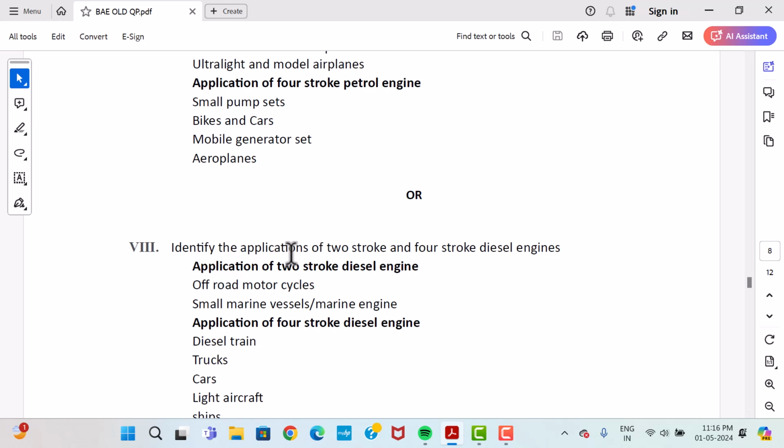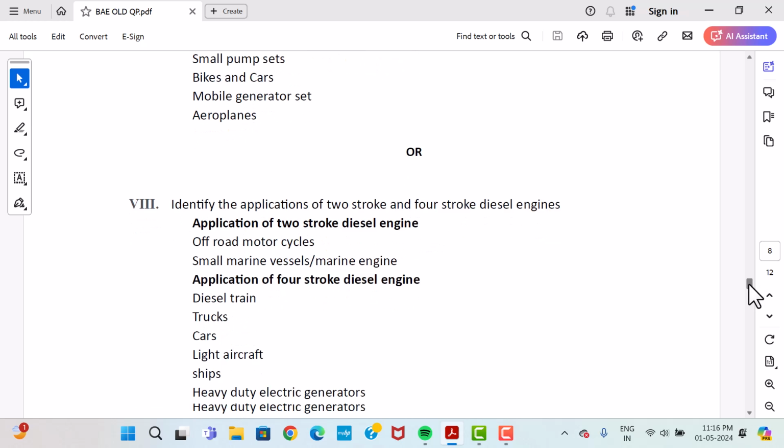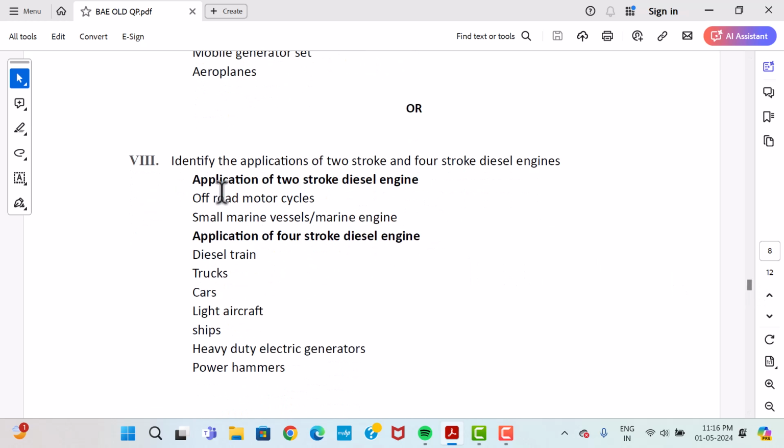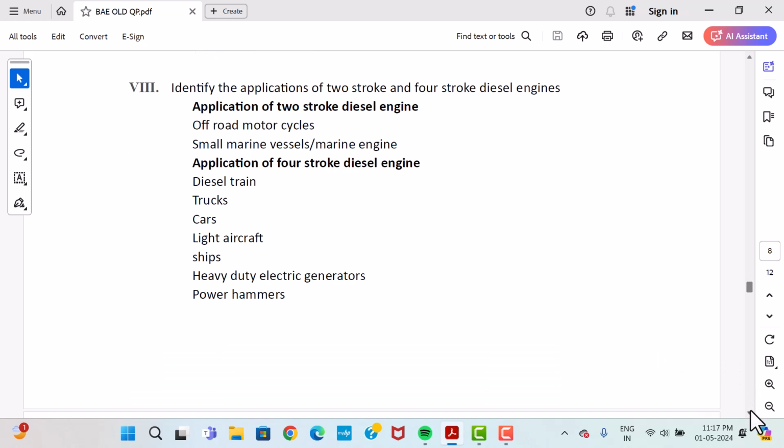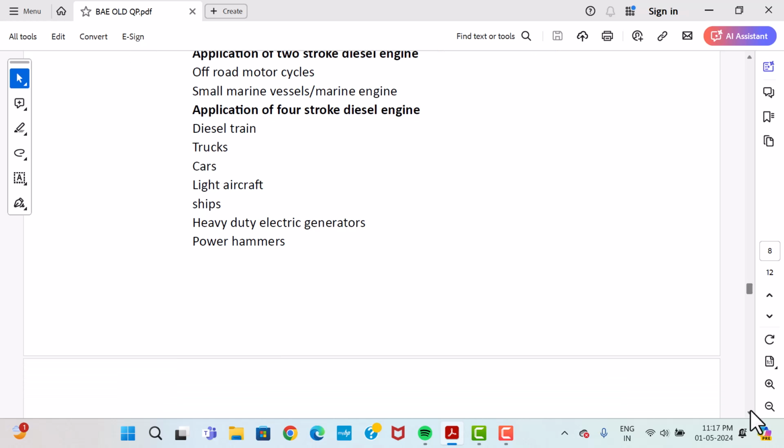Eighth question: identify the applications of two-stroke and four-stroke diesel engines. The applications of these are also asked in this question paper. Two-stroke diesel engine: off-road motorcycles, small marine vessels, marine engines. It's very difficult to identify, so you have to specifically study these applications of two-stroke engines. Application of four-stroke diesel engine: diesel trains, trucks, cars, light aircraft, ships, heavy-duty electric generators, power hammers, etc.